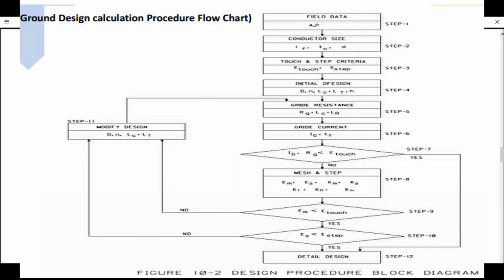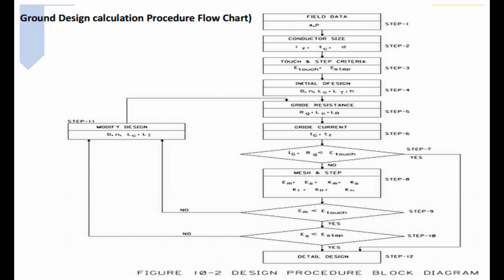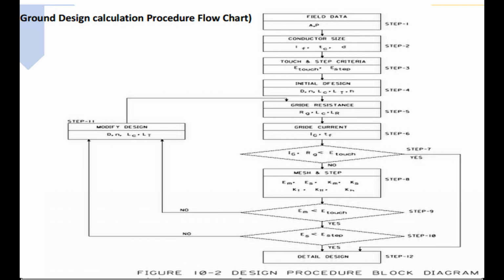Now, let's walk through the ground design calculation procedure flowchart, Figure 10.2. The process begins with Step 1, collecting field data such as soil resistivity and maximum grid potential. Step 2 involves determining the conductor size based on fault current, clearing time, and conductor diameter. Step 3 establishes the touch and step criteria, defining tolerable potentials like E touch and E step for safety. Step 4 involves the initial design, setting parameters such as grid dimensions, conductor lengths, and burial depth.